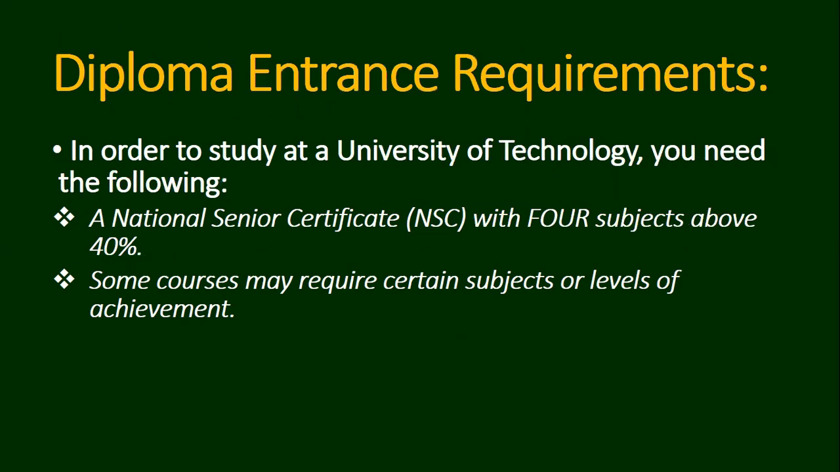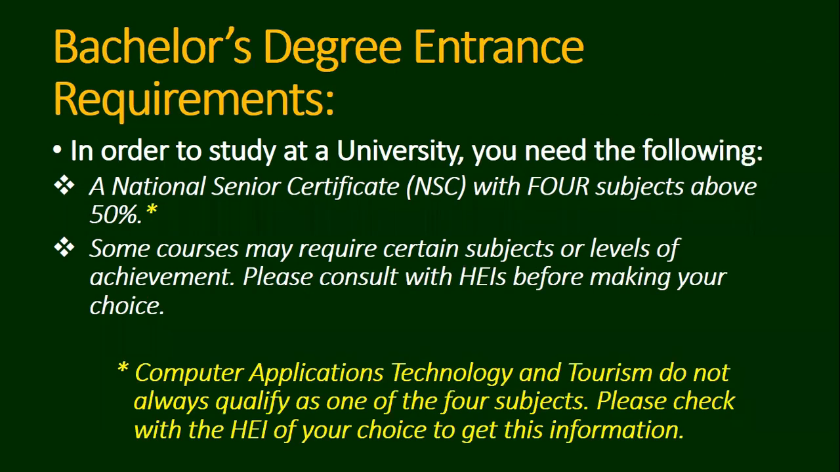The second option is that your daughter receives a diploma pass or a diploma entrance to a University of Technology. In order to study here, you will need a national senior certificate with at least 4 subjects above 40%. And again, some courses may require certain subjects or levels of achievement within those subjects.